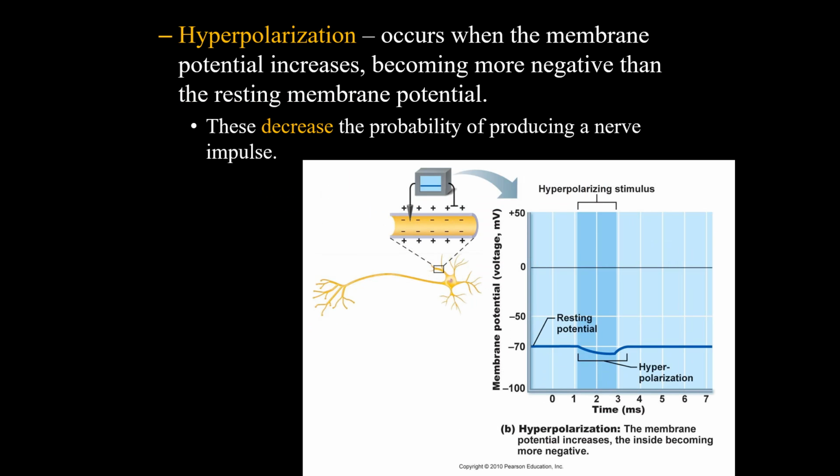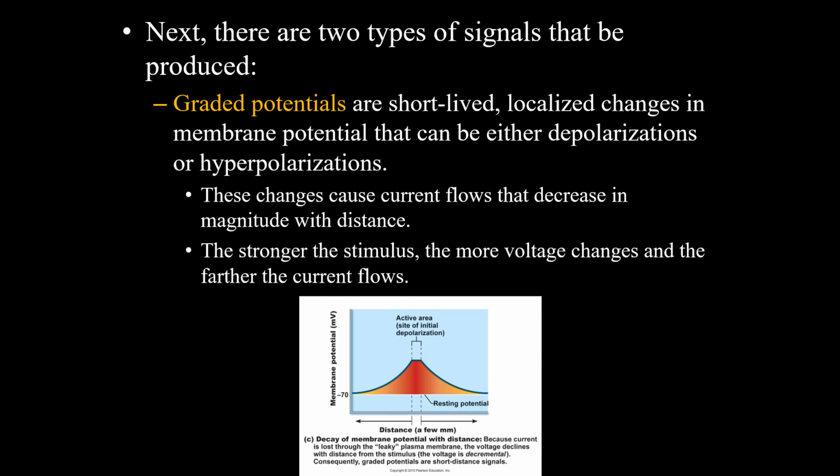Hyperpolarization is anything that makes the membrane more negative. And so here we've gone down to, let's say, negative 75. That would be hyperpolarization. Next, there are 2 basic types of potentials that can happen across the membrane.